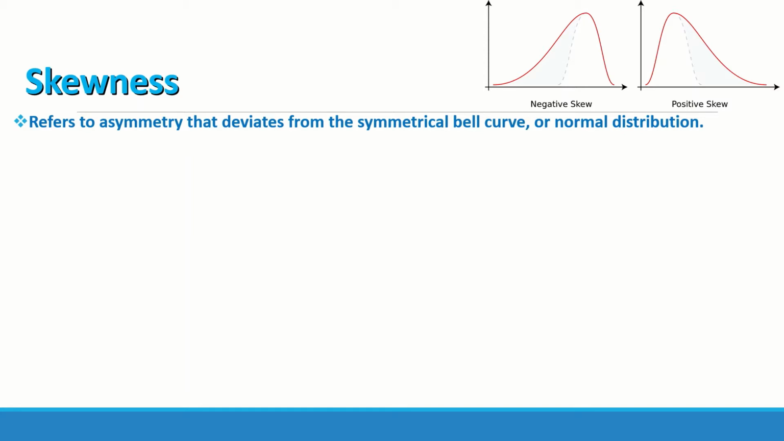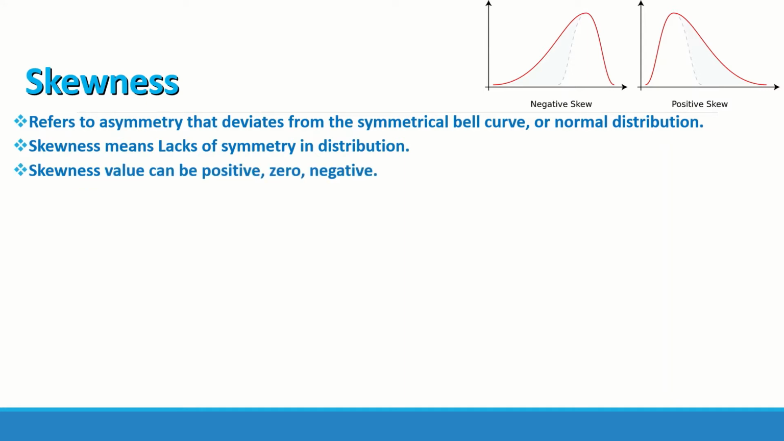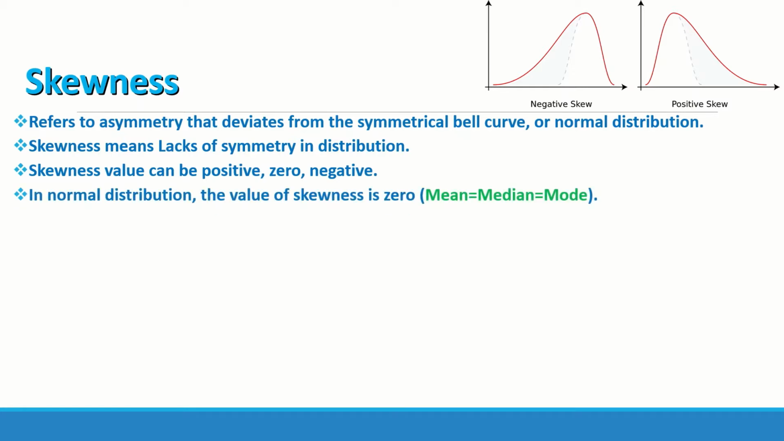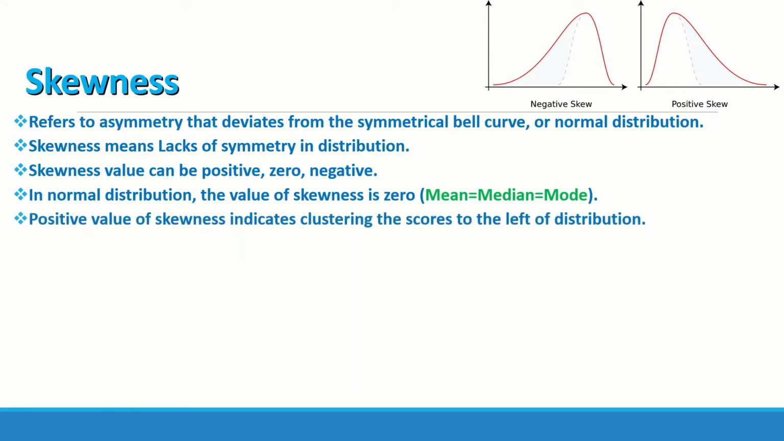As we can see here, the curve doesn't look like a normal curve. Skewness means lack of symmetry in distribution. Skewness value can be positive, 0 or negative. In normal distribution, the value of skewness is 0. That means that the median, the mode, and the mean are all equal.